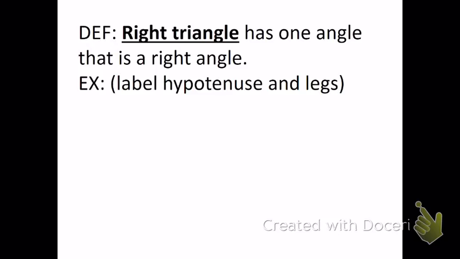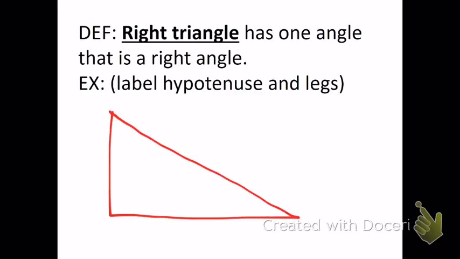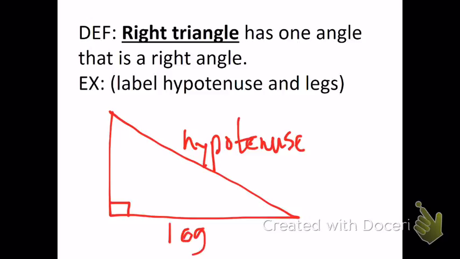A right triangle has 1 angle that is a right angle. How many degrees is a right angle? 90. All right. So if we label the picture of a right triangle, the side across from the right angle is the hypotenuse. And then the other 2 sides are legs.